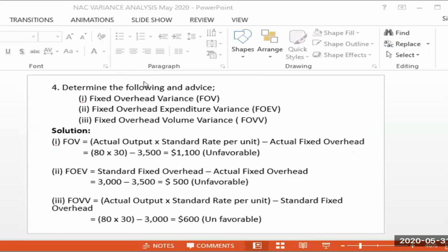So with the same illustration, we are asked to determine the fixed overhead variance, the fixed overhead expenditure variance, and the fixed overhead volume variance. To get a solution for the fixed overhead variance, we have been told it is actual output times standard rate per unit minus actual fixed overhead. So actual output is 80 times 30. The standard rate is 30. The actual output is 80. We know that because that was 80 kilograms. And then 30 we've been given from the table.